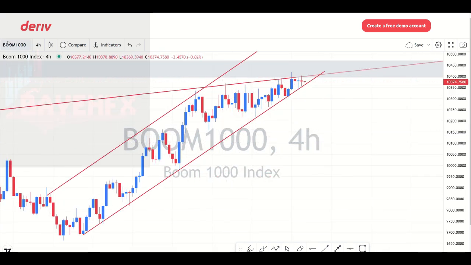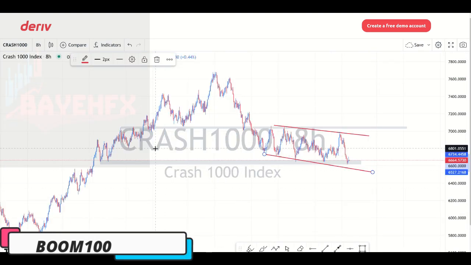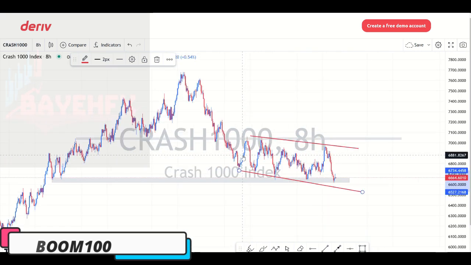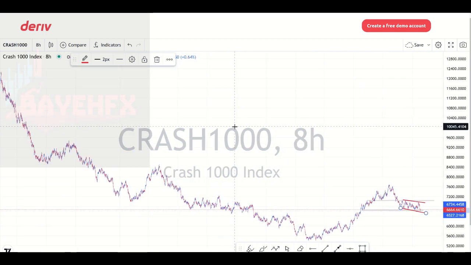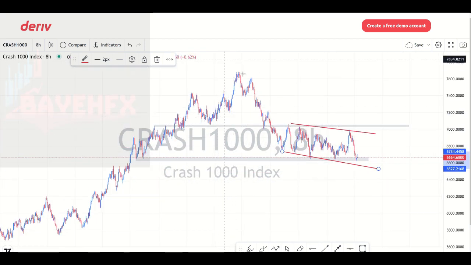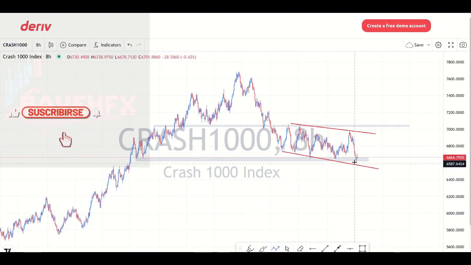So let's move down to crash. So hello guys, and this is crash 1000. You can see on crash 1000 on the highest time frame, we were previously on an uptrend and the market did what? The market got rejected from here and started a new trend. Right now this is a nice impulse and then we enter a consolidating channel or a correctional channel. This could signal a bearish continuation to the downside.